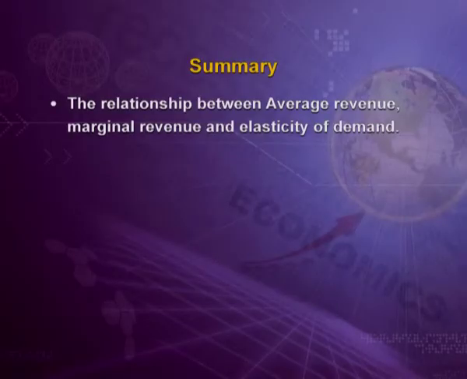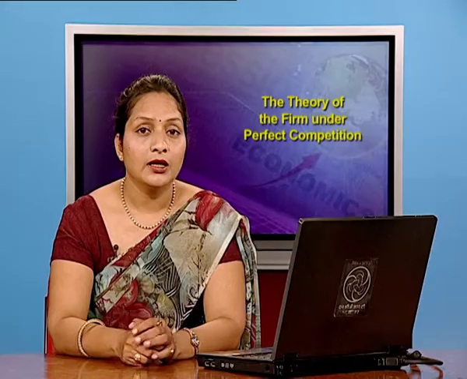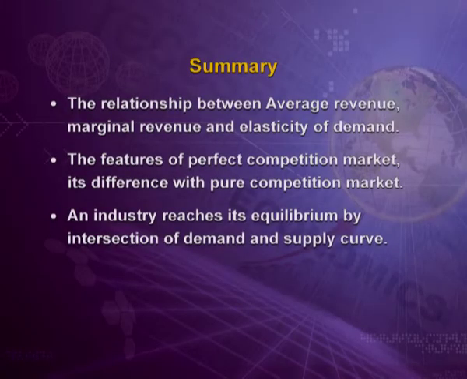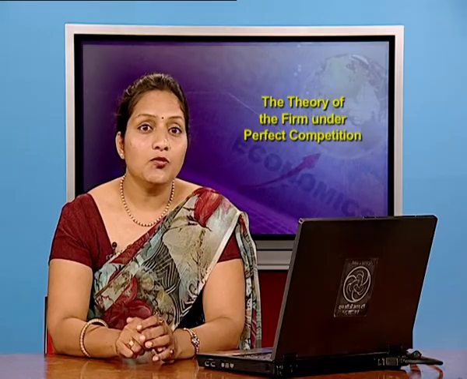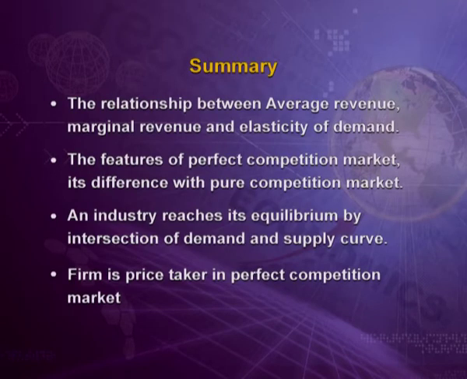So students, it was all for today. Today we started with the relationship between average revenue, marginal revenue and elasticity of demand. Then the features of perfect competition market, its difference with pure competition market. We discussed how an industry reaches its equilibrium by the intersection of market demand and market supply curve. The most important part we have done is to prove that the firm is a price taker in a perfect competition market.